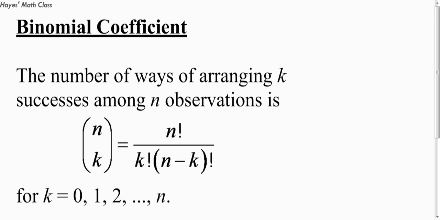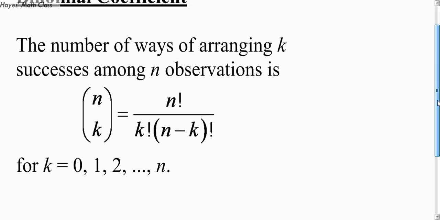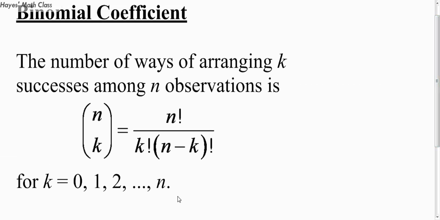So the binomial coefficient, we talked about this in your notes yesterday. It's the number of ways of arranging k successes among n observations. Here's the formula for it. It's also known as n choose k, for example. And that's what we were doing on the calculator underneath the math function yesterday. So n is the number of observations, k is how many successes you're looking for.